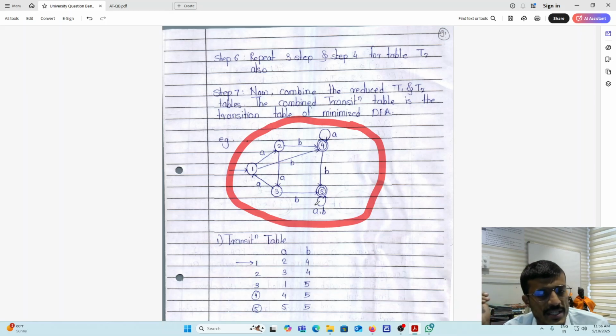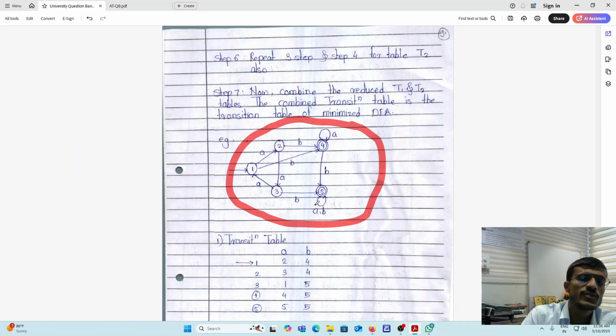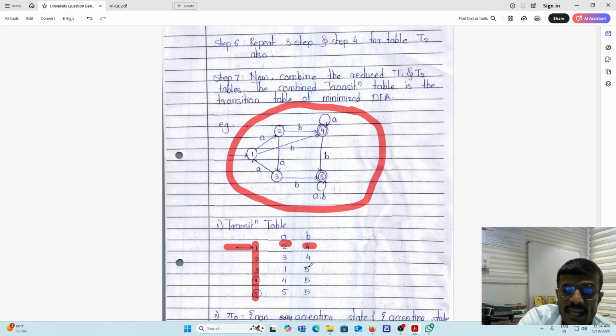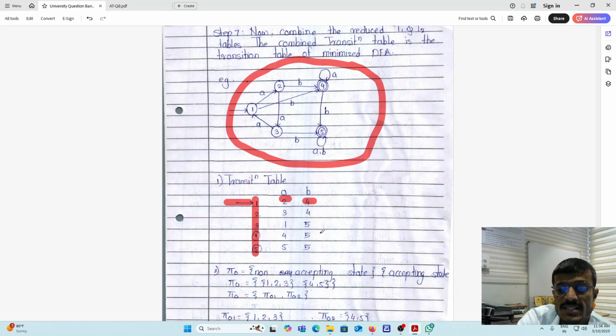Yes, absolutely: 1 is reachable from itself, 2 is reachable, 3 is reachable, 4 is also reachable, and 5 is also reachable. So there is no isolated state, and all the states will be taken under consideration. So we have taken 1, 2, 3, 4, 5. 1 is the initial state, and the circled 4 and 5 are the accepting states while representing in the transition table. If you see, the A transition goes to 2, the B transition goes to 4, and likewise we have taken all the transitions.